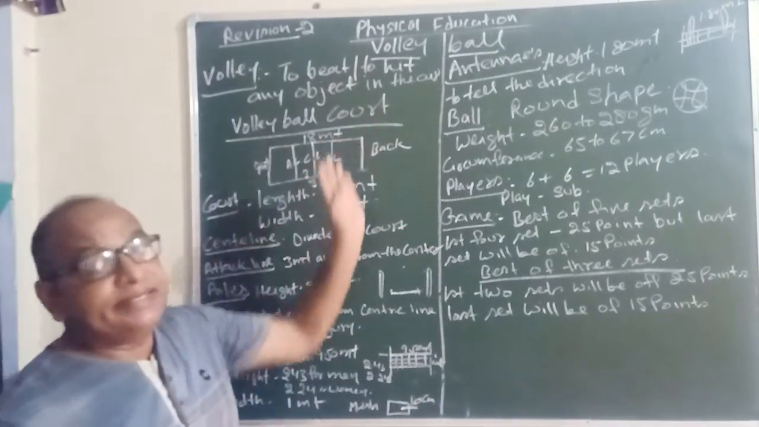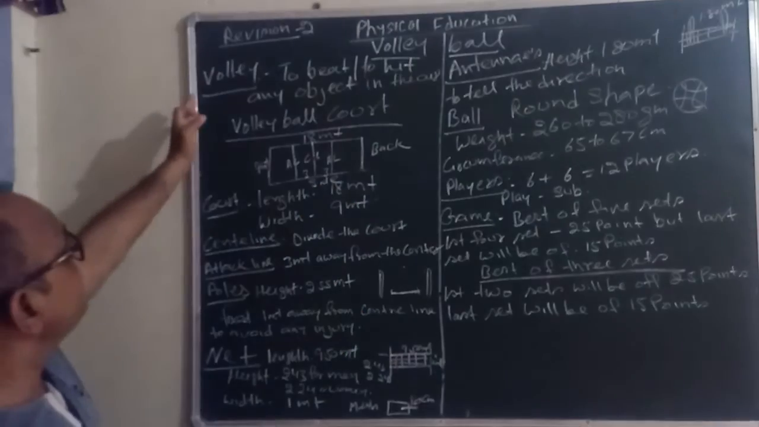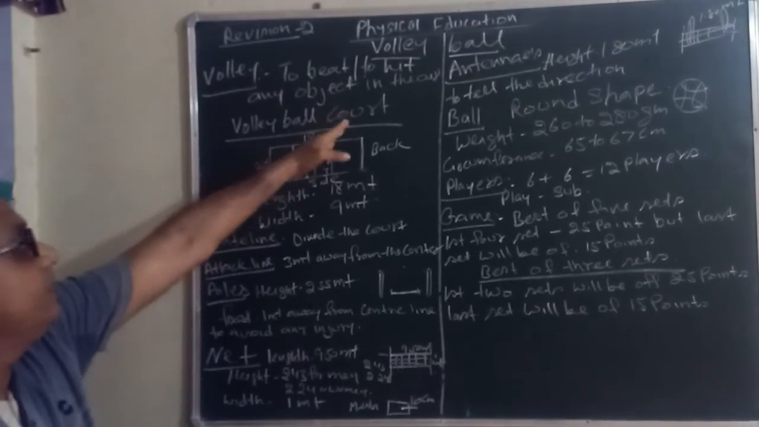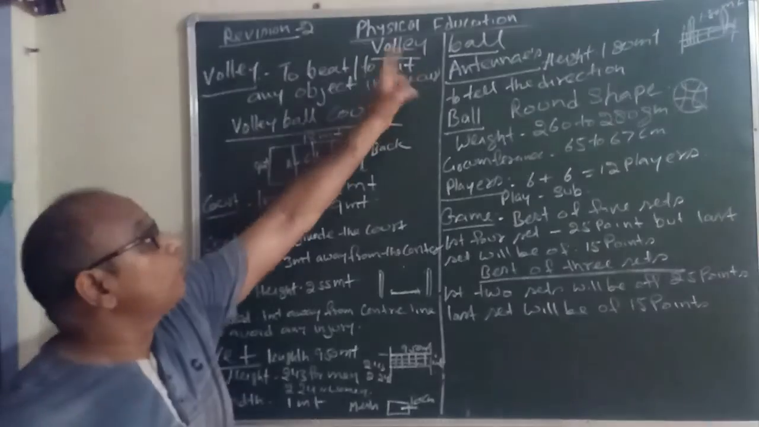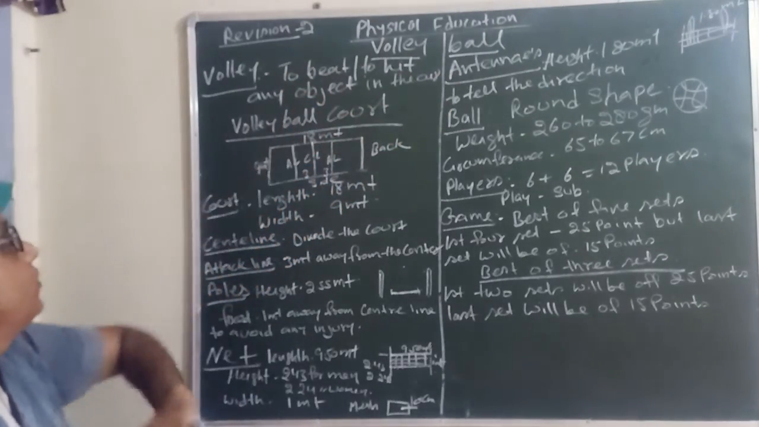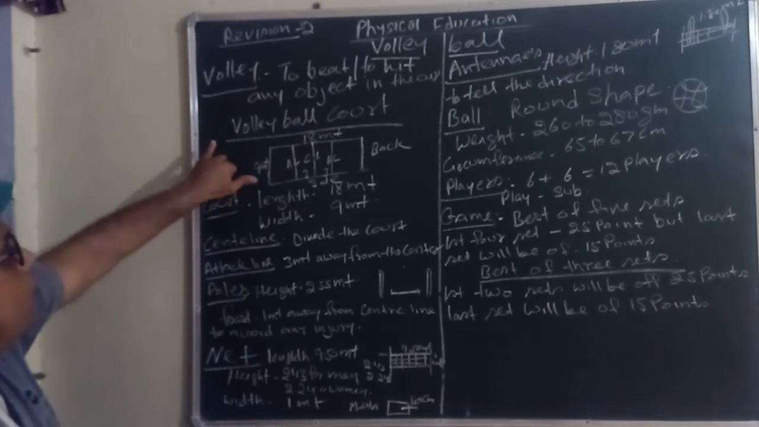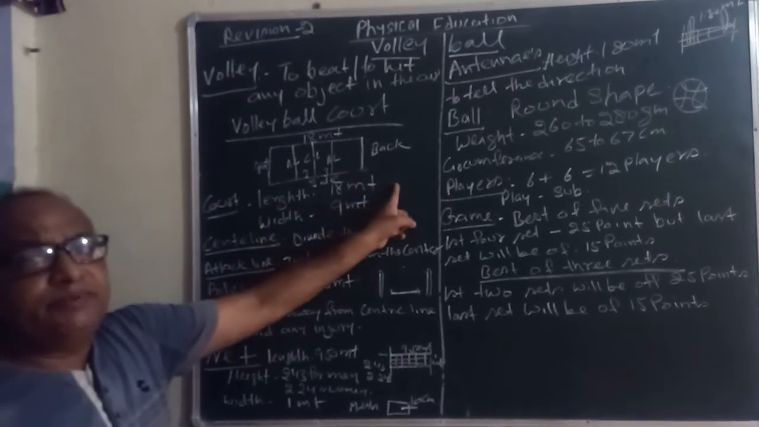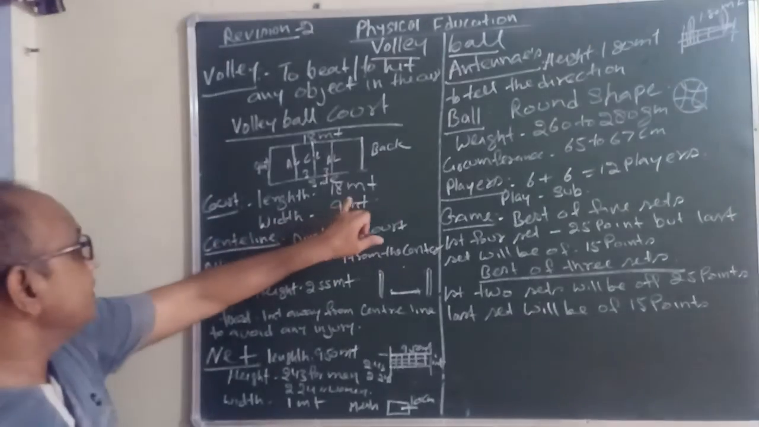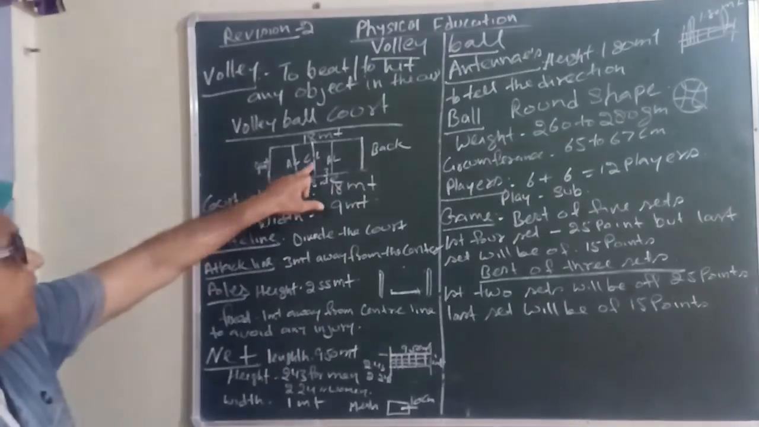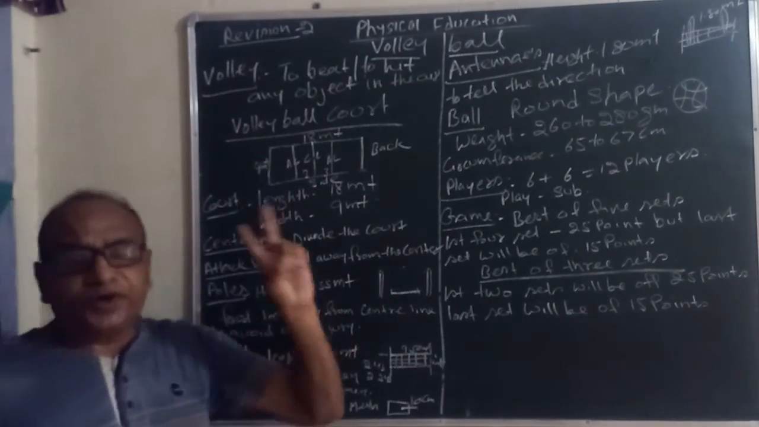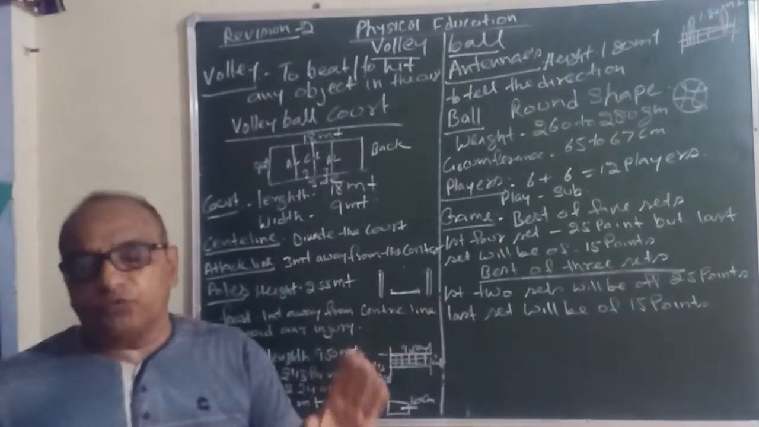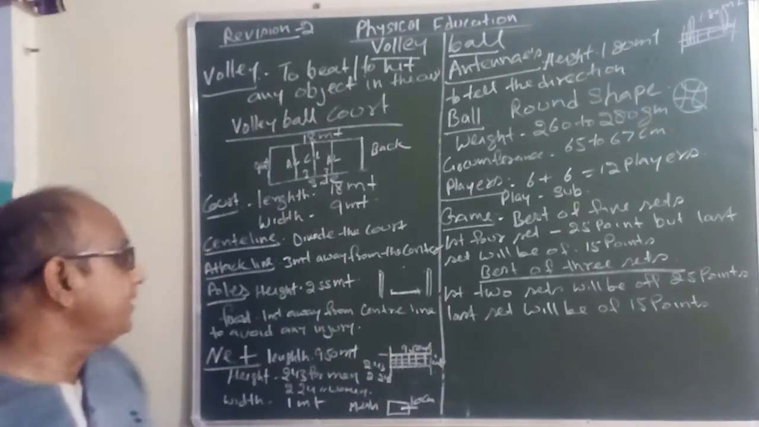Again, I am going to dictate in brief. First of all, you have to clear the meaning of volleyball. Volley means to hit or to beat any object in the air, and the object is a ball, so it is called volleyball. After that, you have to show the dimension of the volleyball court. Length of the court is 18 meter, width of the court is 9 meter, and there will be one center line. This center line is dividing the court into 2 parts, and after that the attack line is 3 meter away from the center line, on both sides.